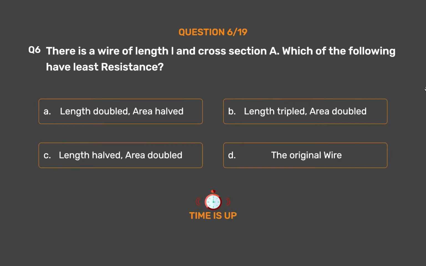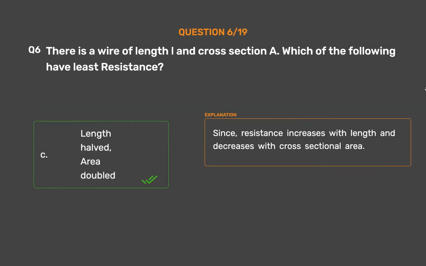The correct answer is option C. Length halved, area doubled, since resistance increases with length and decreases with cross-sectional area.